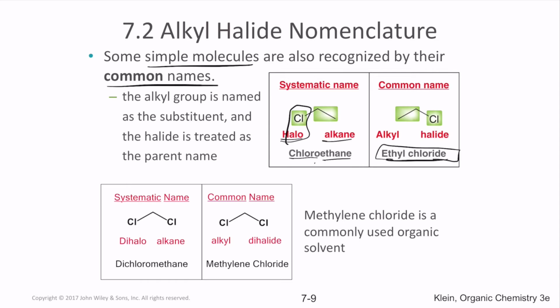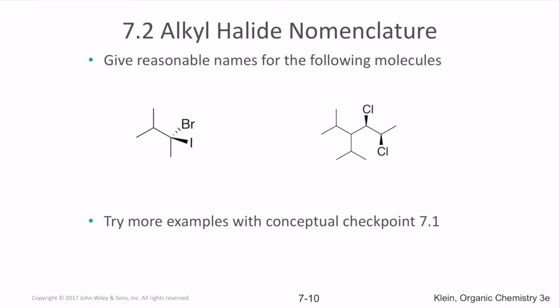So for a dihaloalkane, here we can write it as dichloromethane. Here the other name is methylene chloride, which is another common name for this structure. So pause the video right here and try to name these structures.